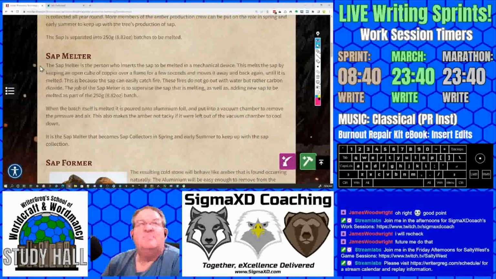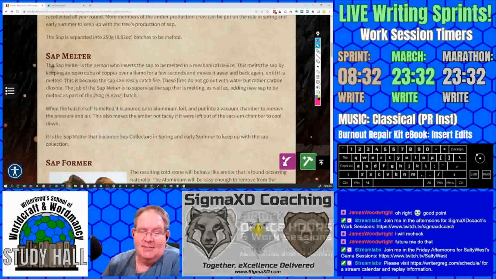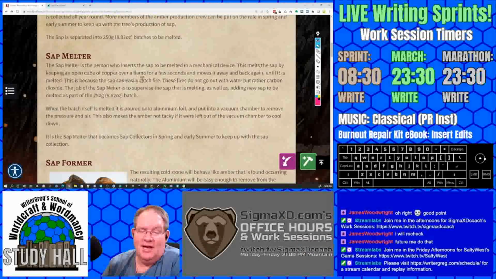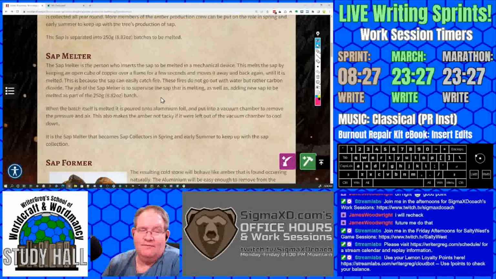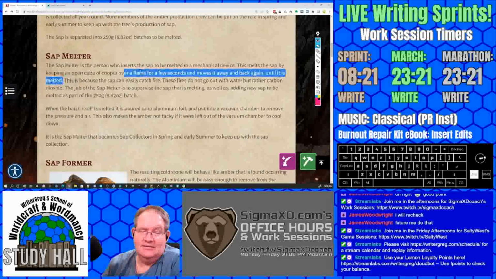Sap melter. The sap melter is the person who inserts the sap to be melted in a mechanical device. This melts the sap by keeping an open cube of copper over a flame for a few seconds and moves it away and back again until it is melted.